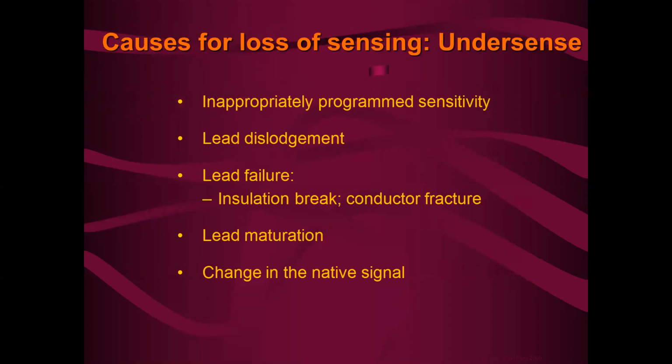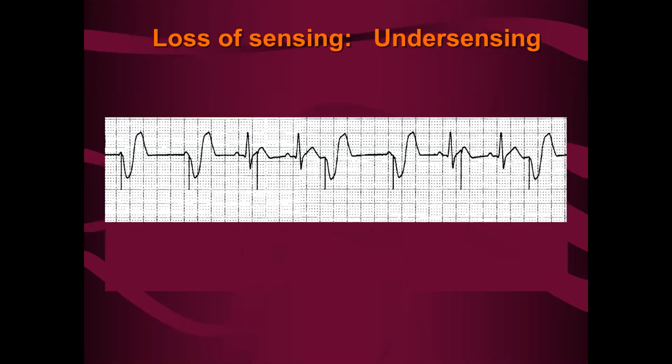So that's the capture. The sensing can also have issues such as undersensing, which means it's not sensing the signal properly, and this could be due to inappropriate sensitivity setting. If the lead, again, dislodged, it won't be able to pick up the signals correctly. If there's insulation break or the conductor wire is broken, if there's scar tissue, or in fact, if there's changes in the native signal, maybe changes in the patient's heart condition, pericarditis or something that can change the native signal, and therefore it doesn't sense well.